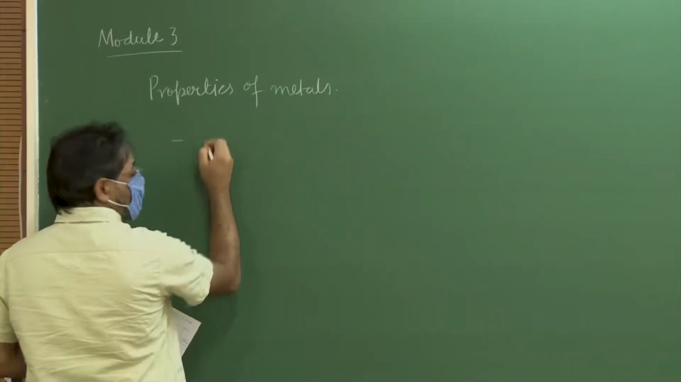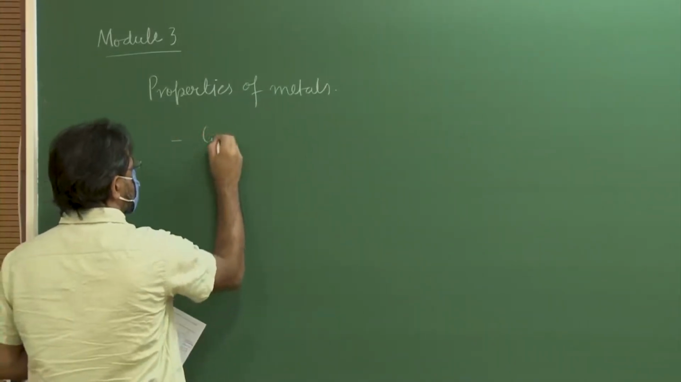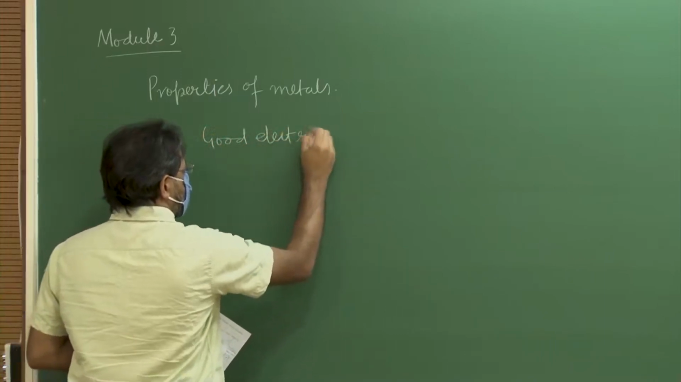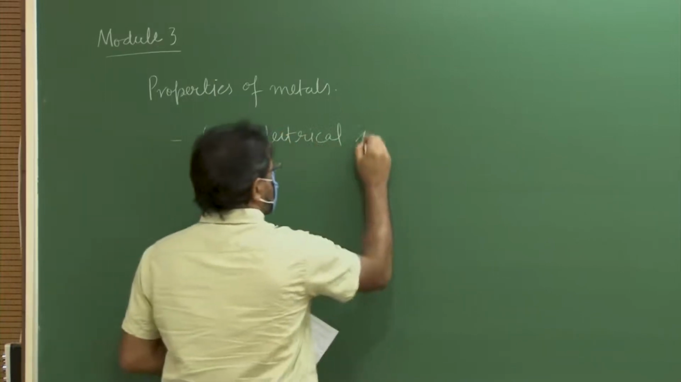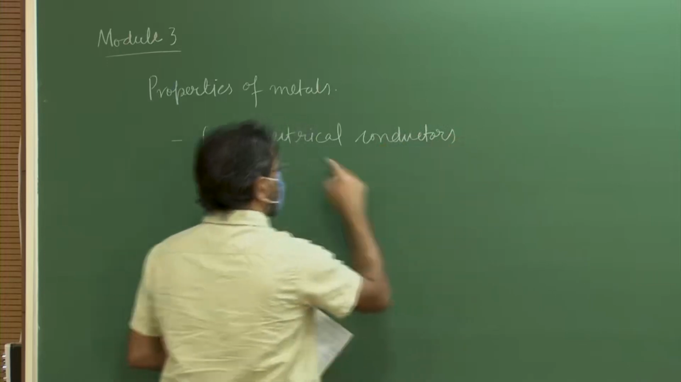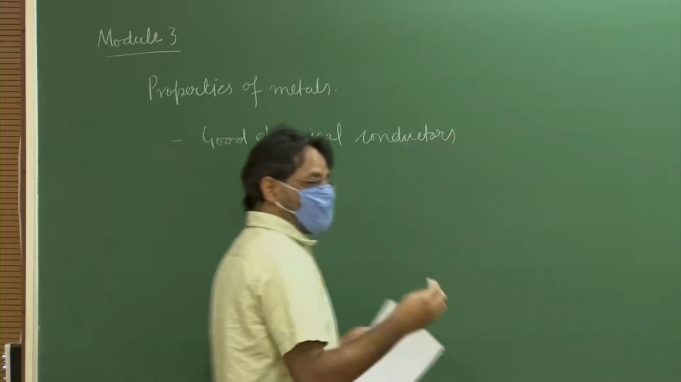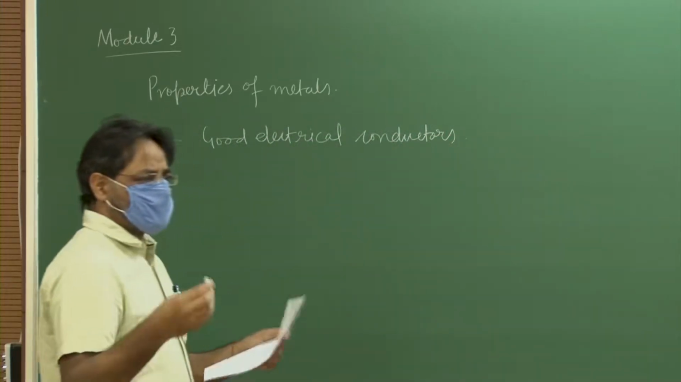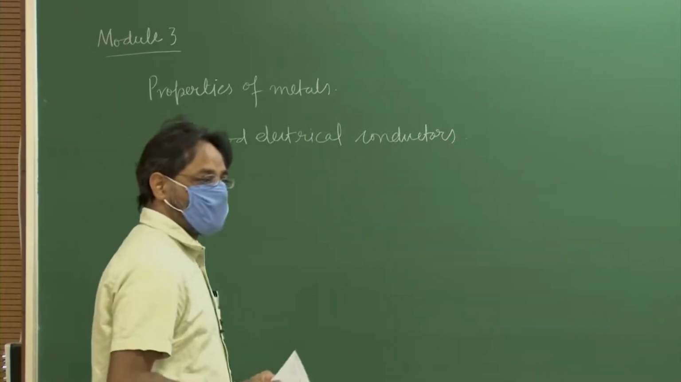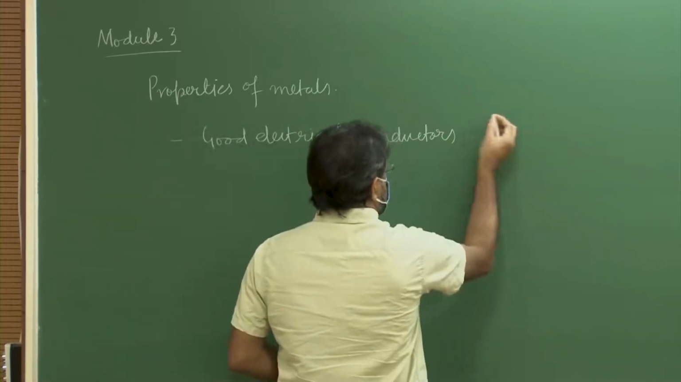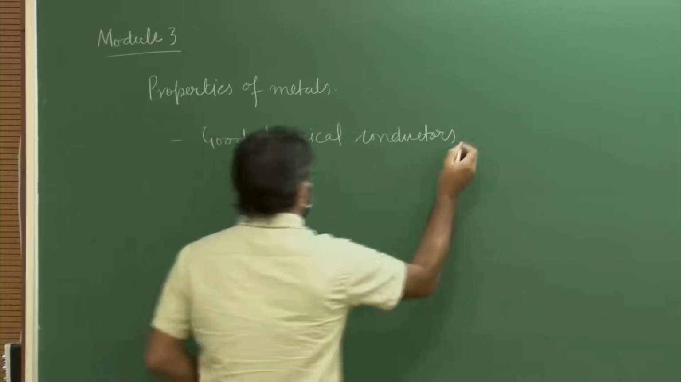So the first property is that their electrical conductivity is rather good. So good electrical conductors. And we are going to quantify the ability to conduct electricity by a quantity called electrical conductivity, which you are somewhat familiar with. It's the reciprocal of electrical resistivity that you measure in the lab. So we'll write it down later.